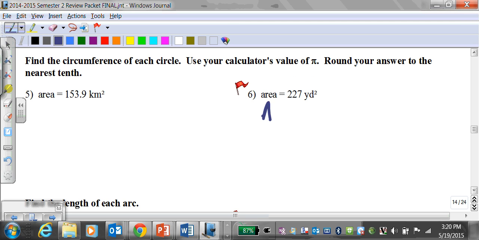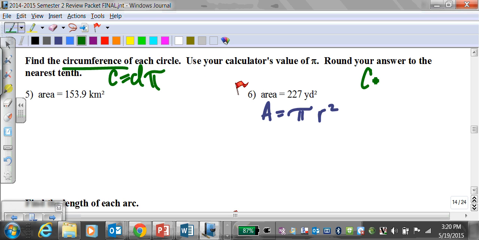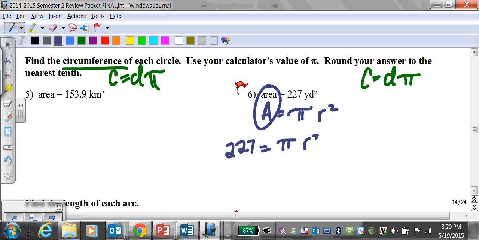So step number 1 is you actually write the equation of an area, which is apple pie is really, really good. And we want the circumference, which is C equals d pi. So that's what we want. You always just ask yourself, what do you have? We have area. So that means 227 equals pi r squared.